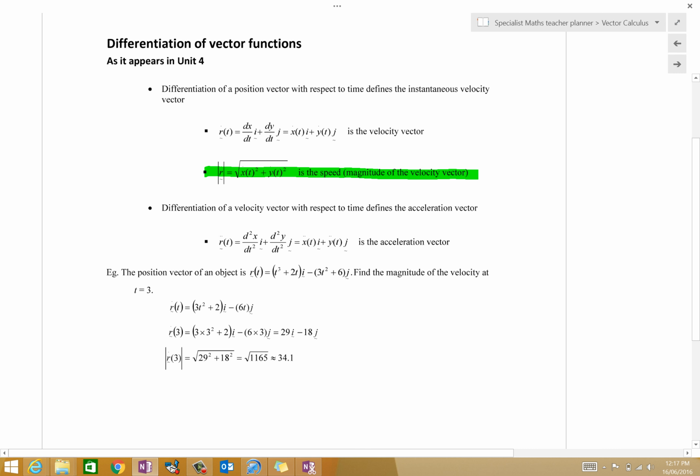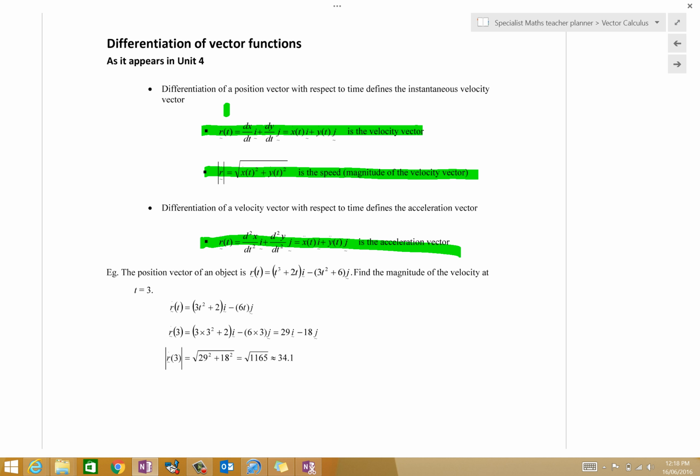Of course, r dot of t, with a little dot on top of that r, represents the velocity, and remember, it's a vector. What we're doing is differentiating the x, or the i component, with respect to t, and also differentiating the y component with respect to t. This is stuff that we've really already considered. The same thing, r double dot of t, is considered the acceleration vector. So we differentiate the velocity again with respect to t, and that's going to give us the acceleration.